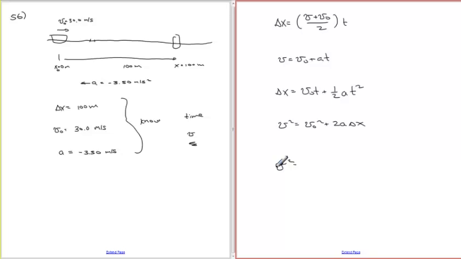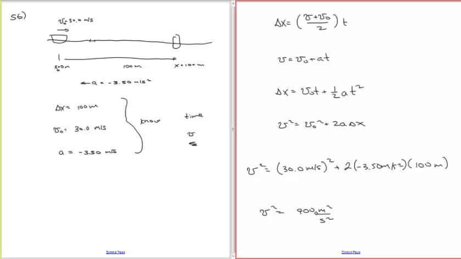So v squared is equal to v0, 30 meters per second, squared, plus 2 times a, which is negative 3.5 meters per second squared. And then, what's the last thing? Delta x, that's plus 100 meters. So that's going to be 900 meters squared per second squared. So we square the 30 to give us 900, and we square the meters per second.